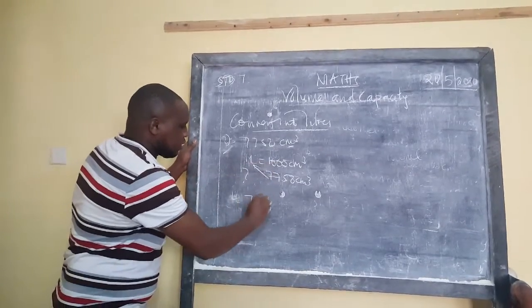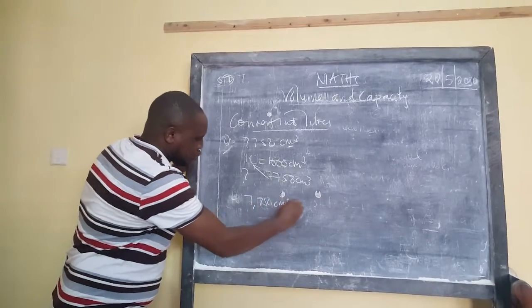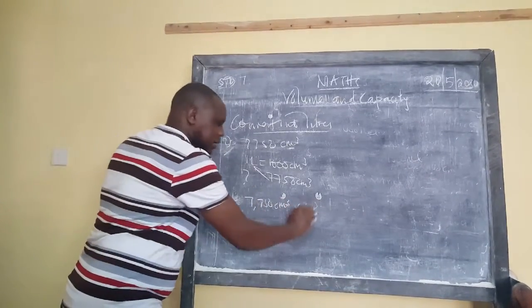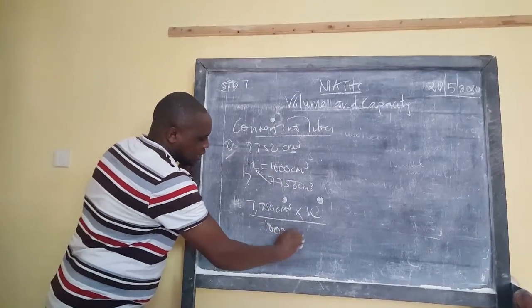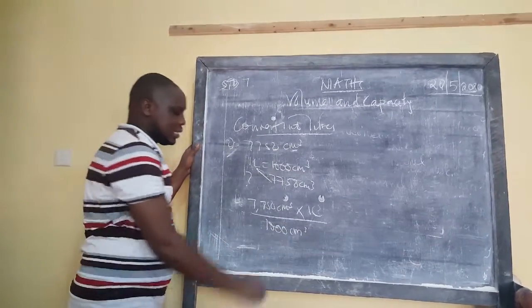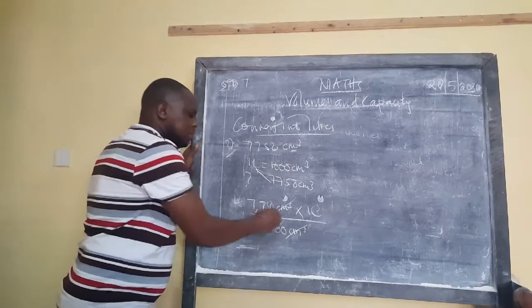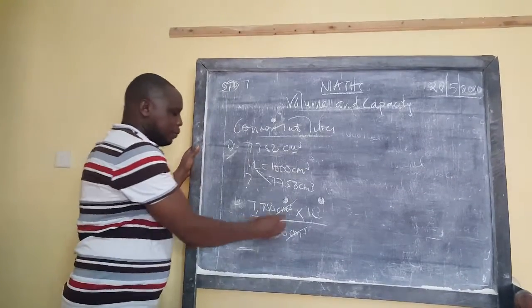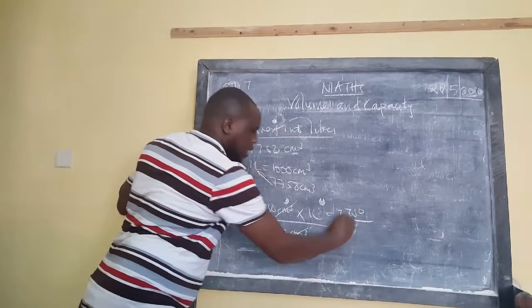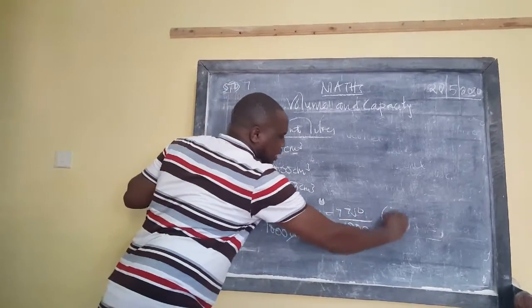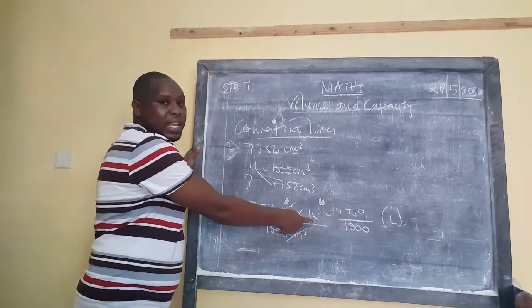So 7,750 cubic centimeters, you write them like this, times 1 liter over 1,000 cubic centimeters, so that you see which ones cancel. Cubic centimeters and cubic centimeters are cancelling, so you remain with 7,750 over 1,000. And these are going to be liters because the unit which is remaining here is liters.